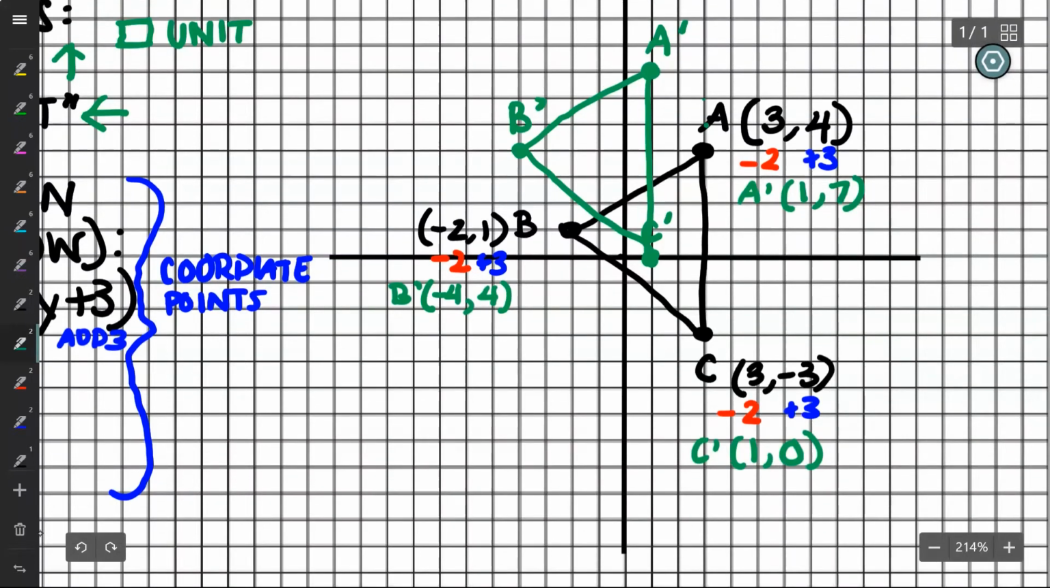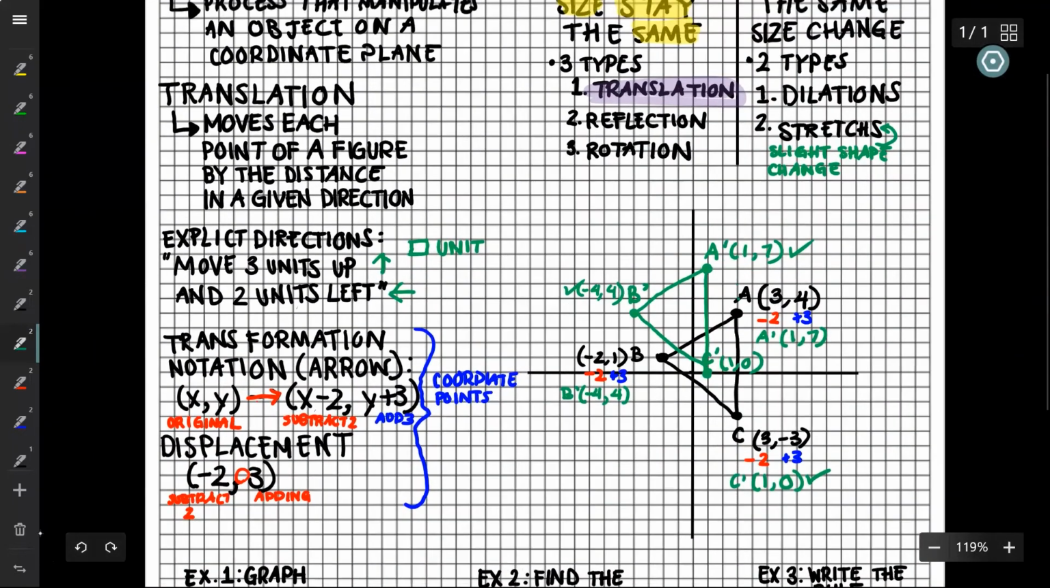So for point A, I'm at 1, and 1, 2, 3, 4, 5, 6, 7. So this one is correct. For B, I'm at -1, 2, 3, 4. Alright, -4. And 1, 2, 3, 4 up. So that one is also correct. And for C, I'm at 1, 0. So that is also correct. So you can use each of these notations to check that your work is correct. But if you get either one of them, you should be able to get to the right answer.